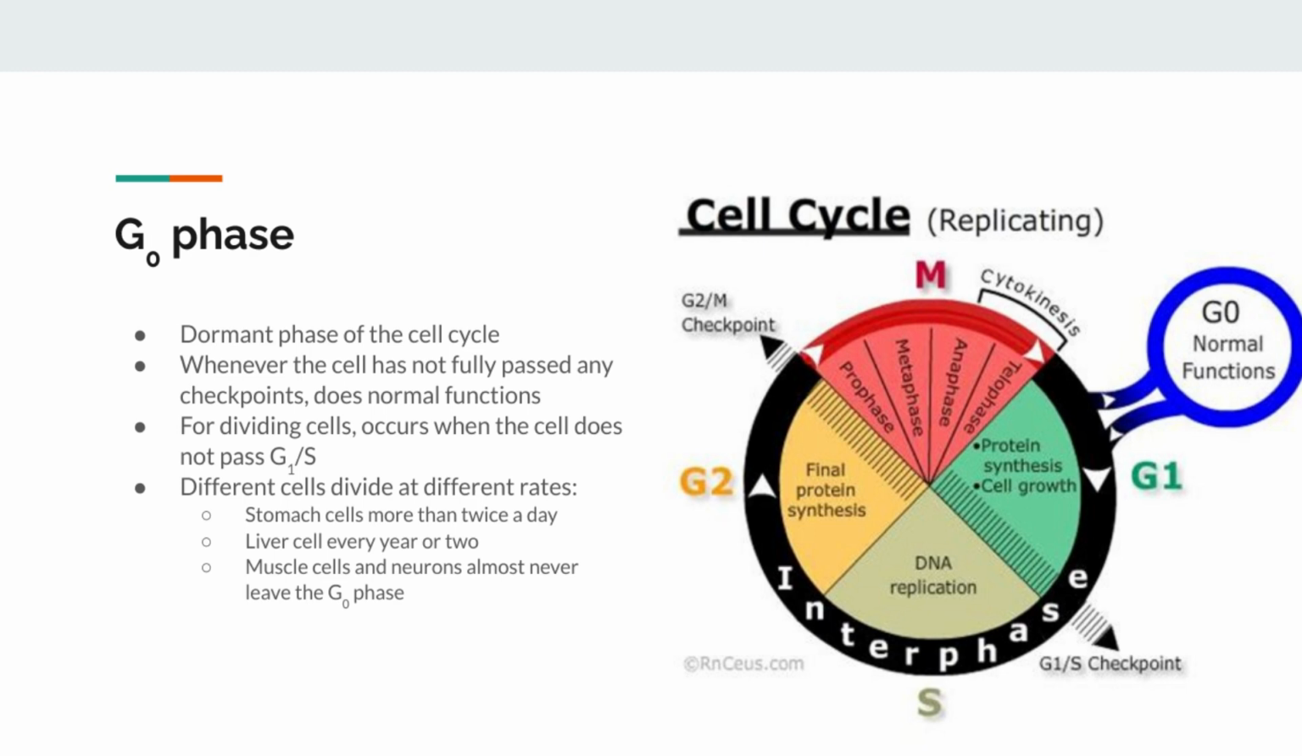G0 is the dormant phase of the cell cycle, whenever the cell has not passed any checkpoints. For cells that regularly divide, whenever a cell does not pass the G1/S checkpoint, it is arrested and disallowed from passing through the checkpoint, entering into the G0 phase. Different cells divide at different rates. Stomach cells divide more than twice a day, liver cells once every year or two, and muscle cells and neurons almost never leave the G0 phase.